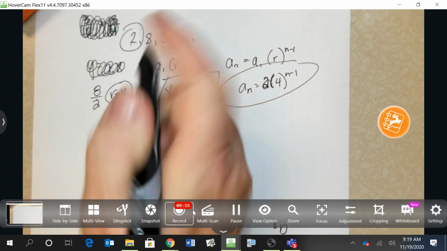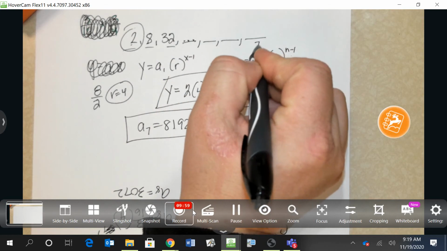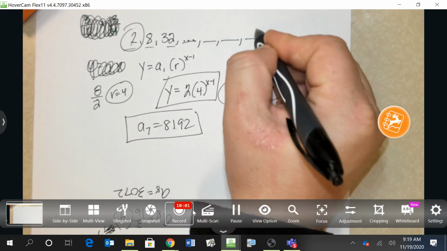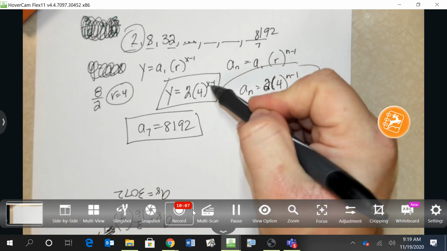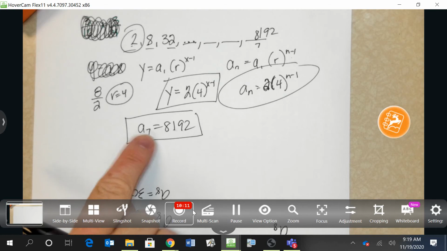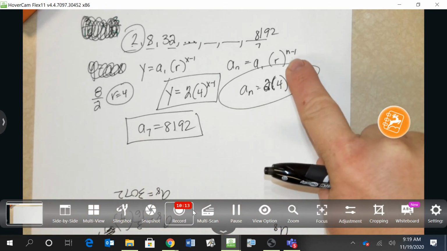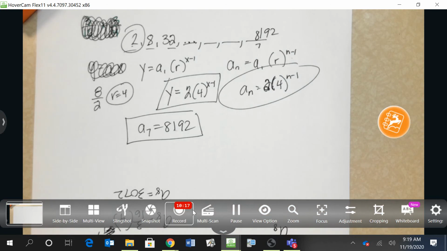So the seventh number in the sequence, this is 1, 2, 3, 4, 5, 6, and 7. So when the input is 7, the output is 8,192. Common mistakes, what do I see? Well, I see that students forget to put the -1, or when they're in a hurry, they're trying to find the seventh number, so they simply raise 4 to the 7th and then take it times 2. Remember, it's 7 minus 1.